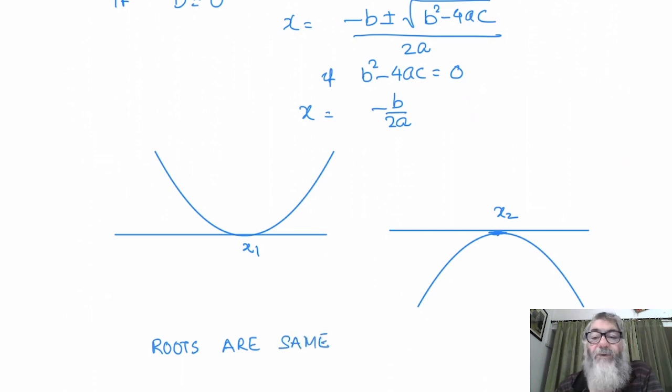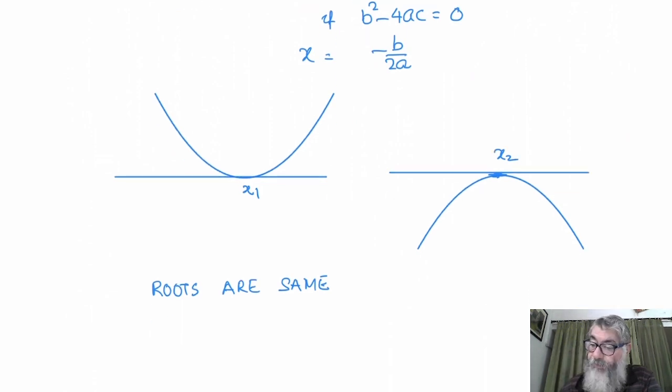There will be same roots. There will be two roots, but they will be the same: minus b upon 2a, minus b upon 2a. Whatever the values of b and a are, the roots are going to be the same. Roots are not going to be distinct. They are going to be equal. This is the case when d is equal to 0.